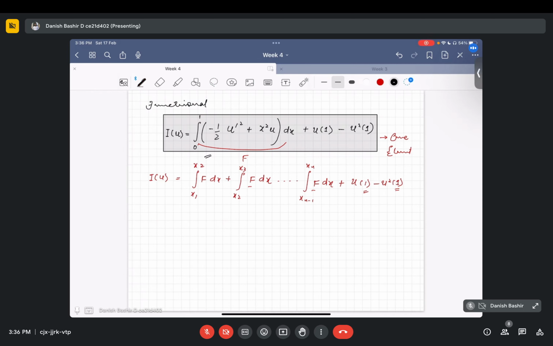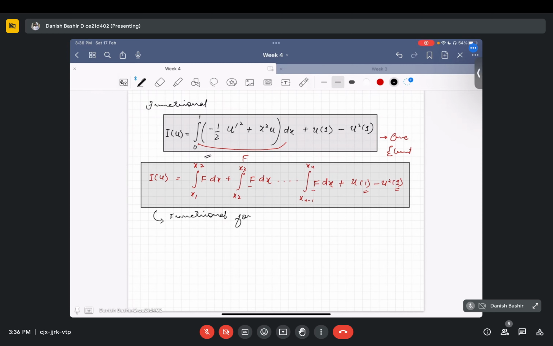So I can write this will be the functional for the whole problem with n elements. I hope you people got this point.